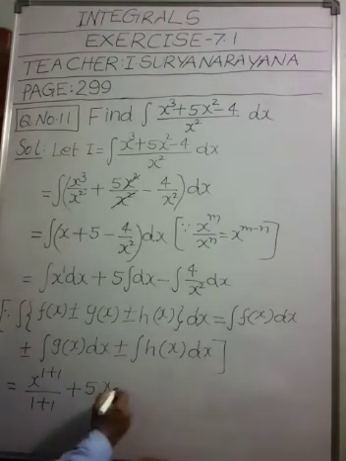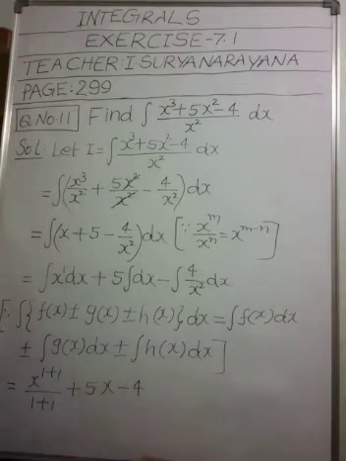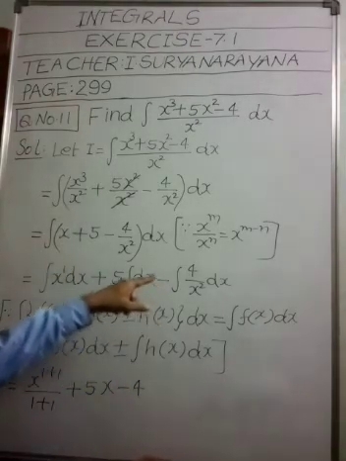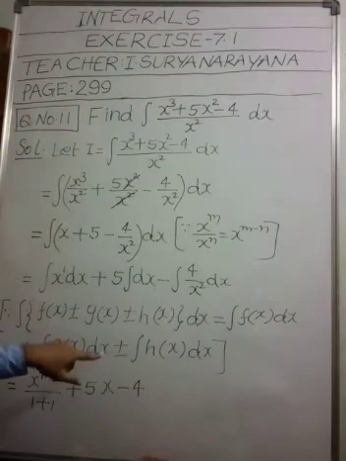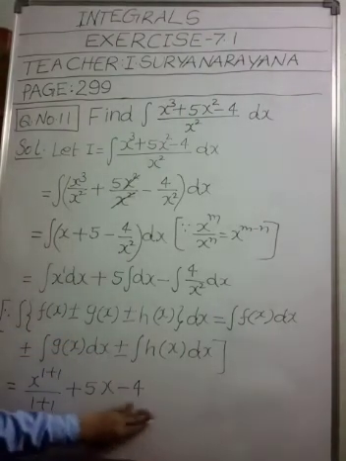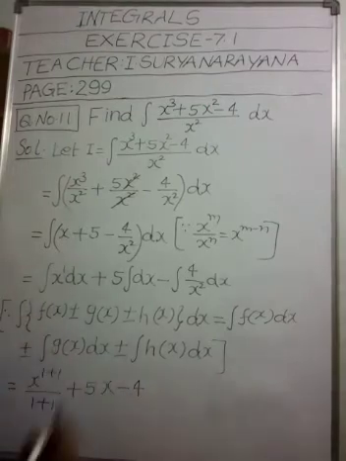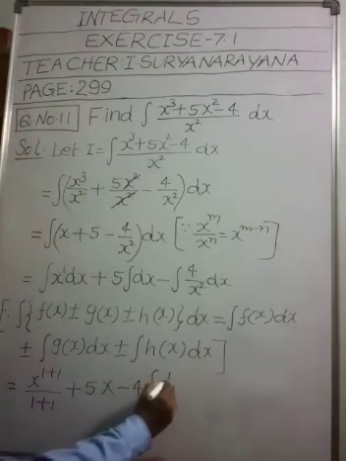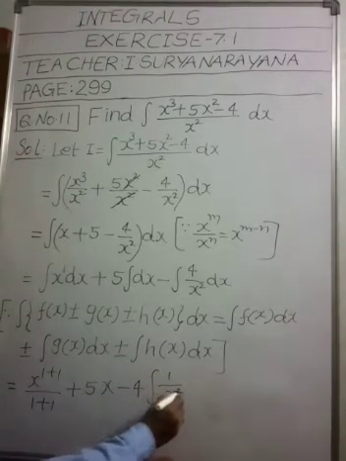Minus, here 4 is a numerical coefficient. So we are writing the numerical coefficient before the integral sign. Understood? Right. Integral 1 by x square dx.